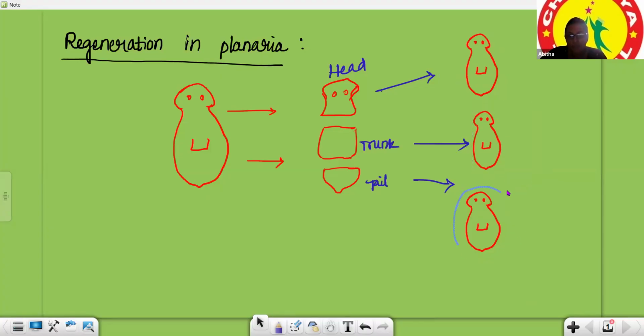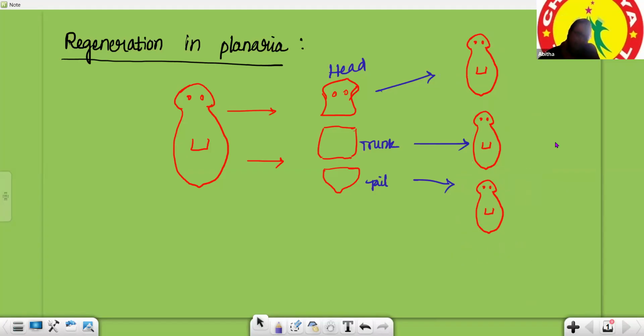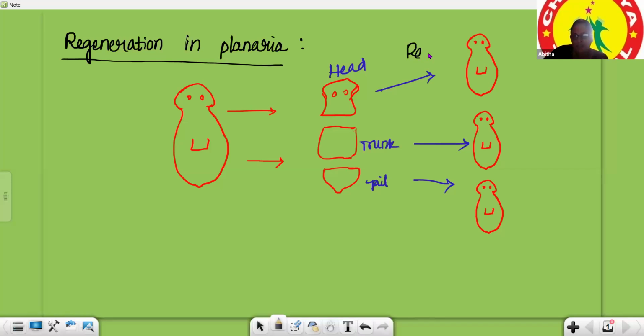Are you able to follow this figure? Yes, ma'am. So we made 3 cuts. From the 3 parts, each part is growing into a new individual. You can consider this a regeneration process. So the animal is regenerated.